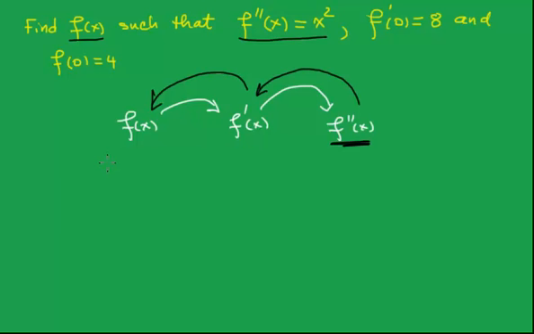So you get the picture? Let's go ahead and do it. First thing is, we take the antiderivative of f double prime to get f prime.